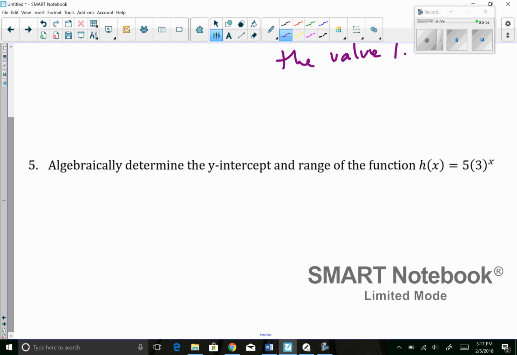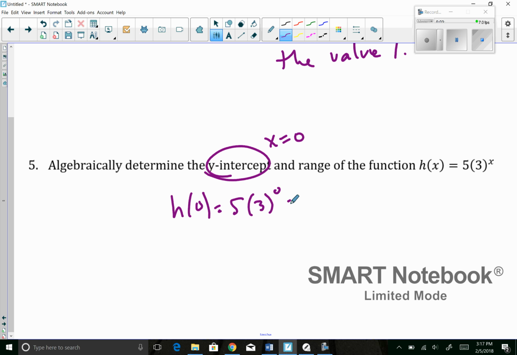Number 5 says to algebraically determine the y-intercept. That means plug in an x value of 0. So we'll say h of 0 is equal to 5 times 3 to the 0, which is 5 times 1, or just 5.